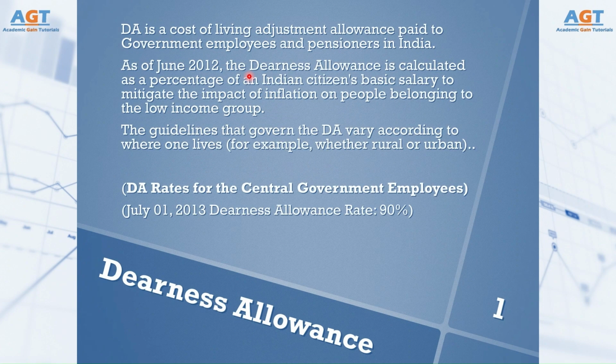Number 1. Dearness Allowance, DA. Dearness Allowance is a cost of living adjustment allowance, mainly given to government employees and pensioners. It is calculated as a percentage of the basic salary to help reduce the impact of inflation. The rate of DA differs depending on whether someone lives in an urban or rural area. For example, the DA rate for central government employees in July 2013 was 90%.